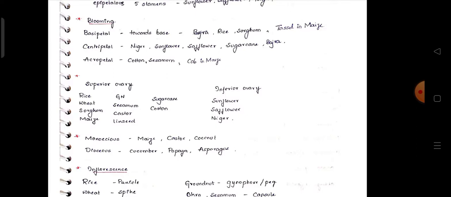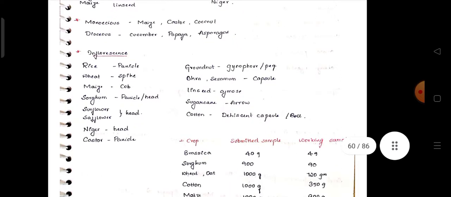Different types of inflorescence. In rice it is panicle, wheat spike, maize cob, sorghum panicle or head, sunflower and safflower head, niger also head, castor panicle, groundnut gynophore or peg, okra and sesamum capsule, linseed cymose, sugarcane arrow, cotton dehiscent capsule or boll.